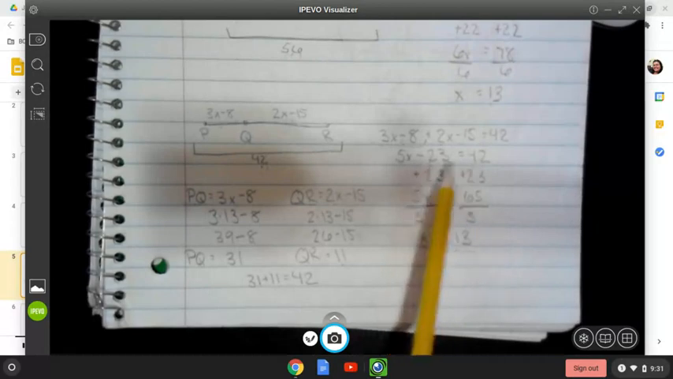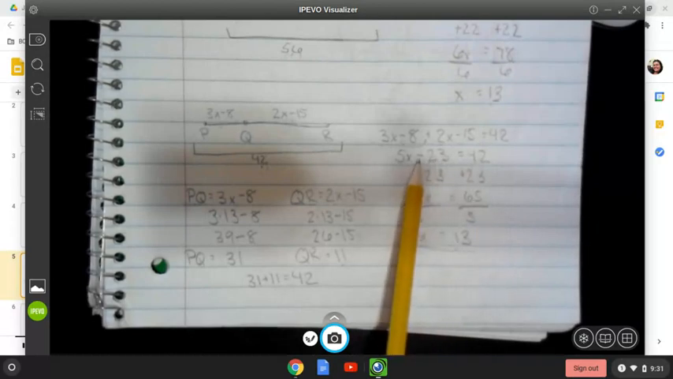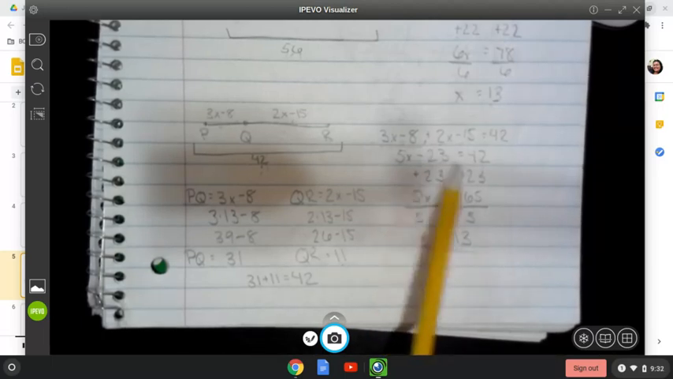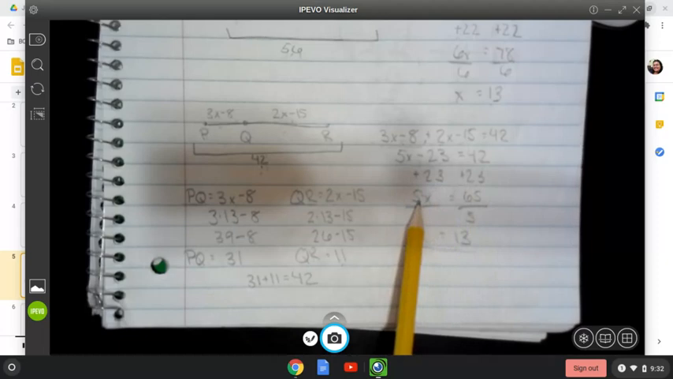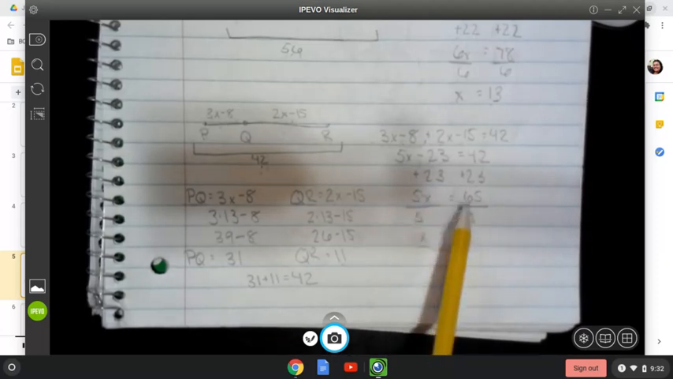Well, let's get rid of this 23. So it's saying negative 23, or subtract 23. The opposite of that is to add 23. So we're going to add 23 to both sides. That's going to get us 5x equals 65.